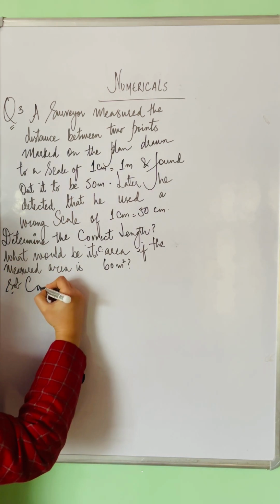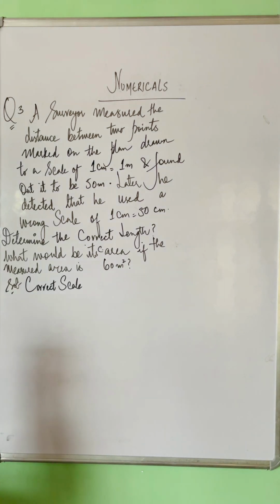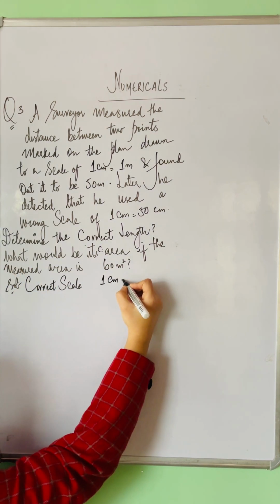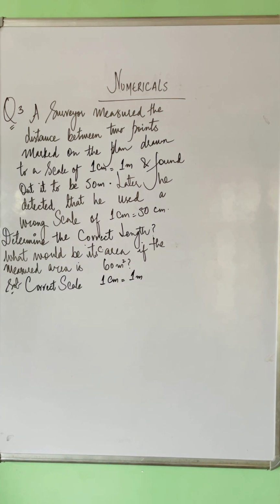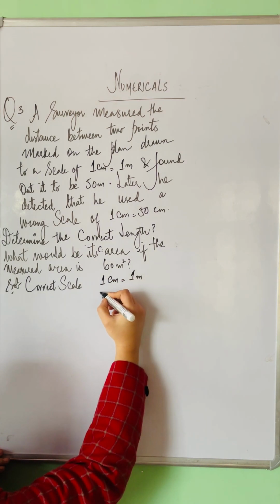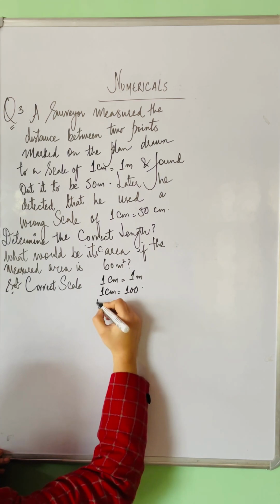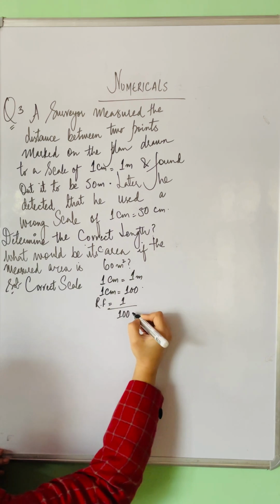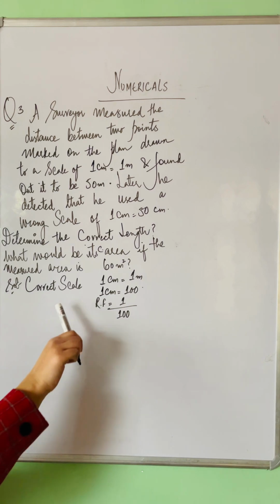Now, this is the correct scale. I'll write it first. What is the correct scale? Correct scale is 1 centimeter is equal to 1 meter. Every 1 centimeter on the map represents 1 meter on the ground. That means the RF will be 1 by 100. This is of the correct scale.